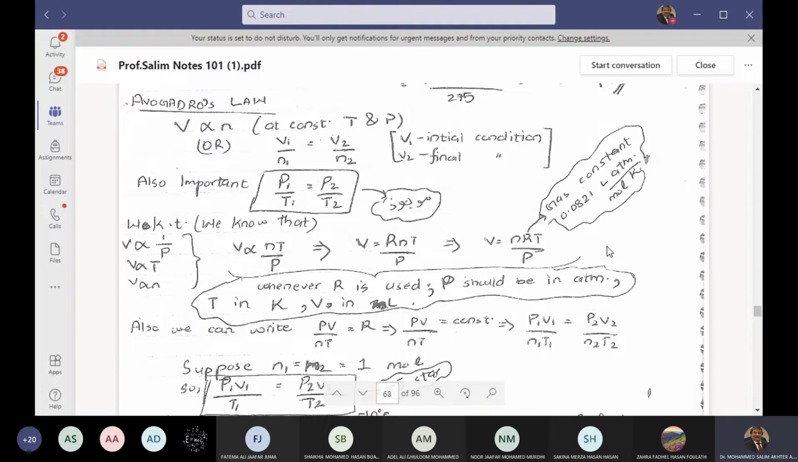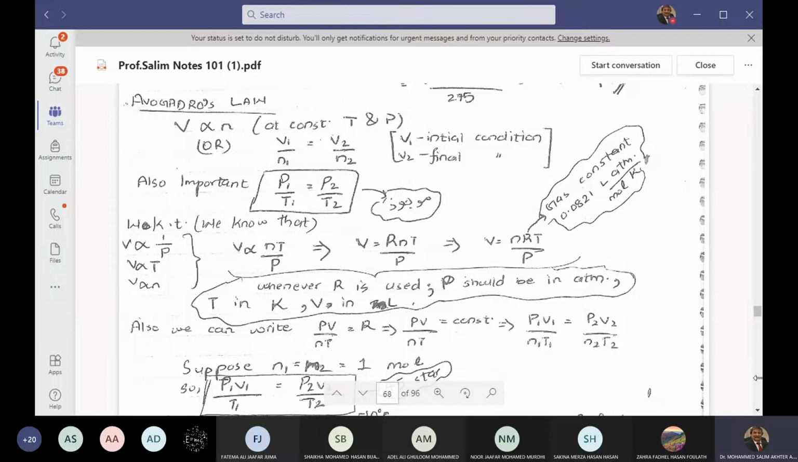Always remember that if you have R in any of your gas law equations, then your pressure should be in ATM, your volume should be in dm cube, temperature has to be in Kelvin, and of course, N will be equal to the number of moles.